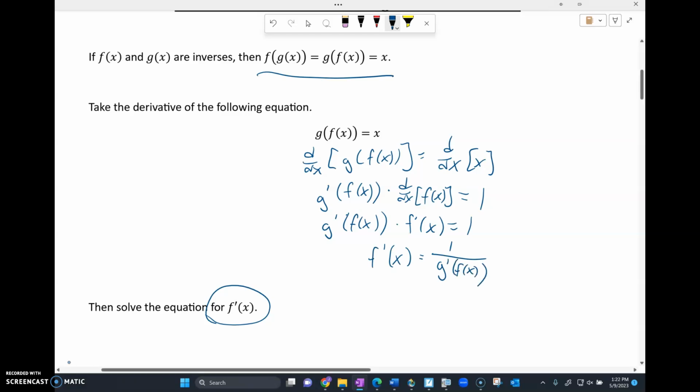Okay. So this can be handy because it allows us to actually do a little bit of work. As long as we know two functions are inverses, we don't necessarily have to have their full equations or all the information about both of them in order for us to answer some questions.